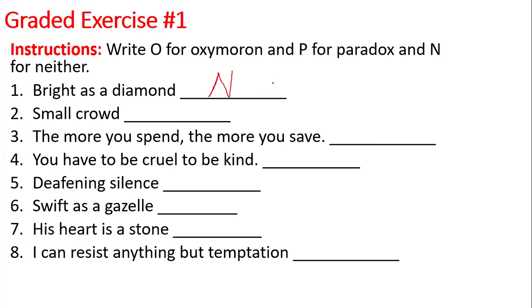So Sanai? Yes, sir. It says a simile because it uses like or as. It's not a paradox because it doesn't have anything contradictory about it. All right. Now read the next one, number 2, Sanai. Small crowd. Would you think that would be oxymoron or paradox, Sanai?